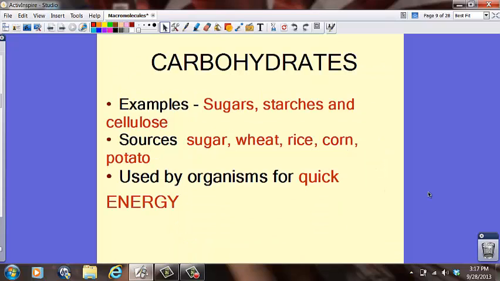We'll start with our first one, which is actually carbohydrates. A good example of them would be sugars, starches, and cellulose. The sources where we get this are, of course, sugar, which is a perfect example of a regular disaccharide, which we'll get into in a second. Wheat, rice, corn, potatoes: all of the carbohydrates more or less are used by organisms for what we call quick energy, because they're easily broken down and we get that quick energy, or that sugar high that some people feel.